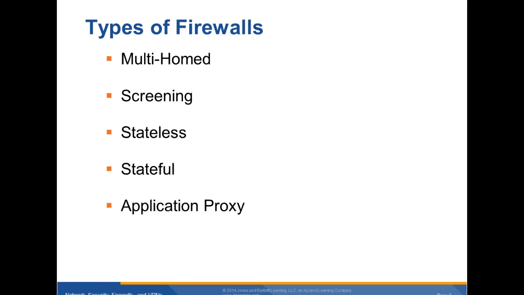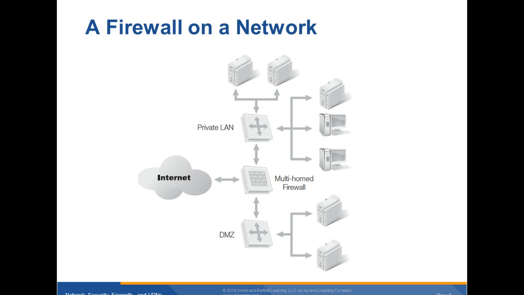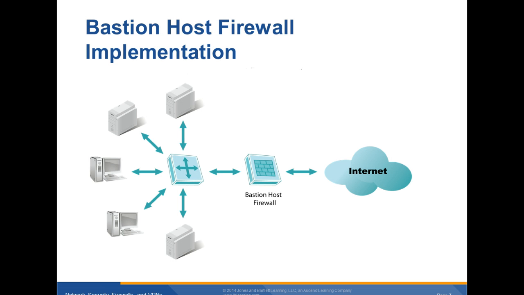There are several types of firewalls: multi-homed, screening, stateless, stateful, and application proxy. Here you see a multi-homed firewall on a network. This multi-homed firewall has three different faces: one to the internet, one to a private local area network, and one to the demilitarized zone, which contains various different servers. A bastion host firewall sits between the internet and a switch or router that runs the entire network.